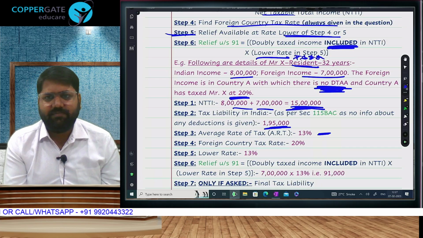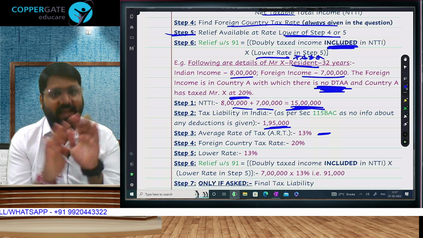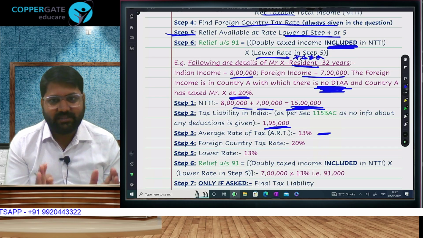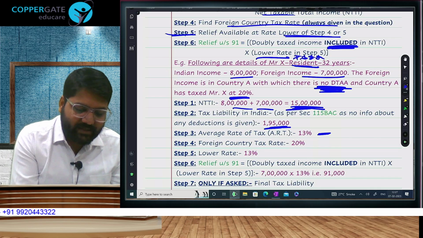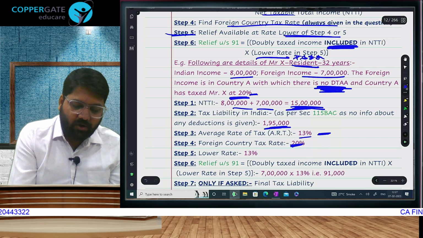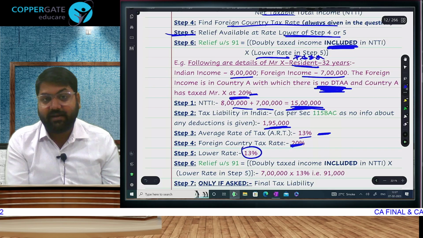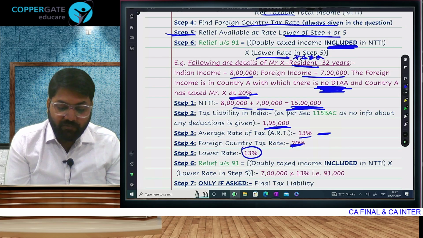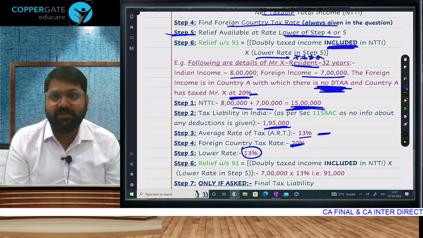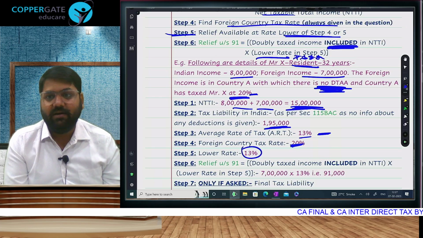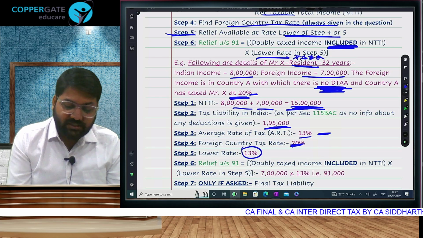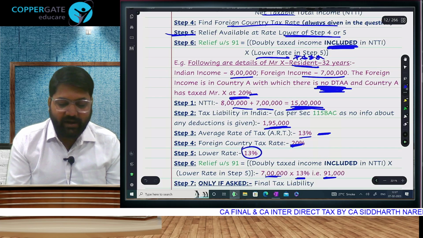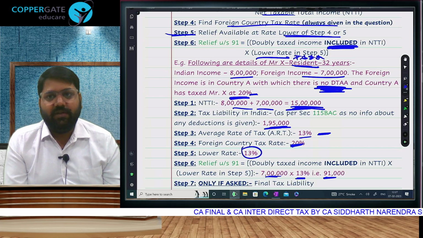If there are decimals, you have to take 2 decimals. Indian tax is 13%. Average we have done because multiple rates are applied. And foreign rate of 20% is given in the question. So Indian rate or foreign rate, whichever is lower, you will get relief on what? Not on 15 lakh. What is that income on which double taxation has been calculated? 8 lakh was taxed only in India. On what income you paid double tax? 7 lakh. So 7 lakh at 13%, 91,000 will be your relief. Doubly taxed income included in DTAA into lower tax.